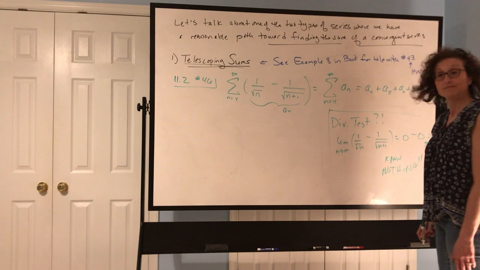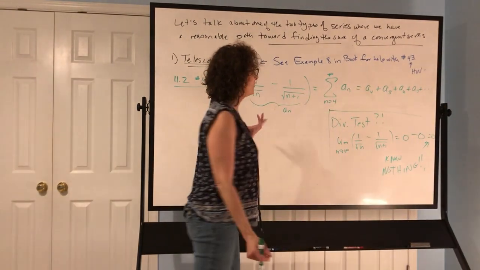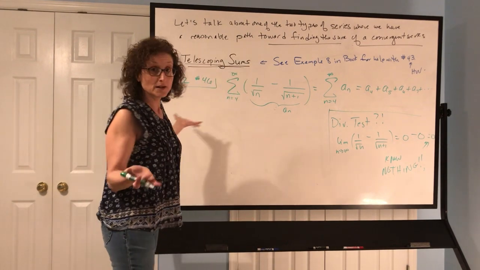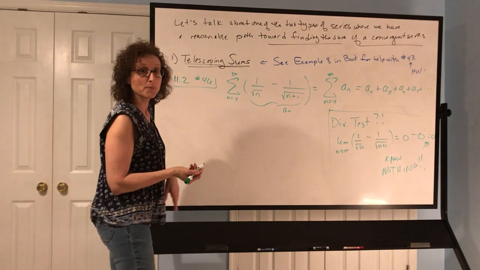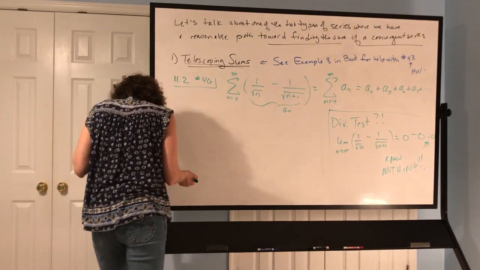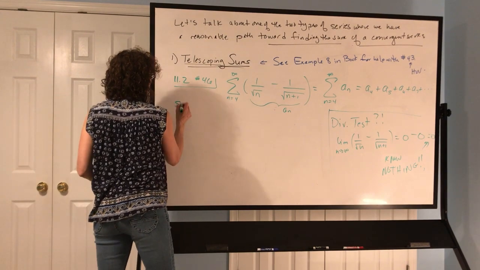Does not help, right? The divergence test does not help. All right, so you've got to keep going. You've got to find something else. So the only something else that we have right now is computing the nth partial sums. Let's start talking about our first partial sum, S1.